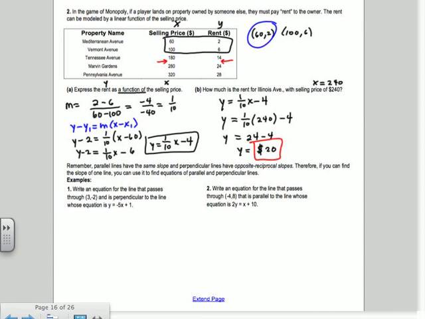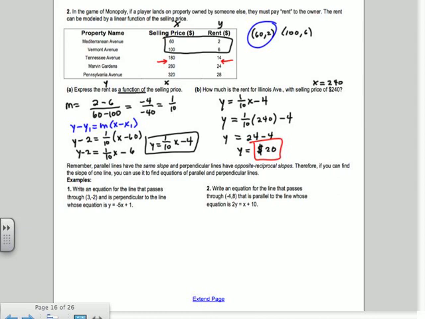All right, it says, remember, parallel lines have the same slope, and perpendicular lines have opposite reciprocal slopes. Therefore, if you can find the slope of one line, you can use it to find the equations of parallel and perpendicular lines. Do you guys remember all that? All right, so number 1, we're going to kind of practice this. So it says, write an equation for the line that passes through (3, negative 2) and is perpendicular to the line whose equation is y equals negative 5x plus 1.